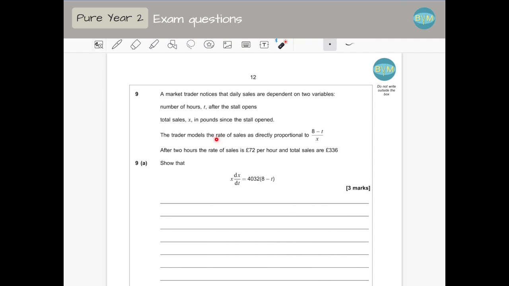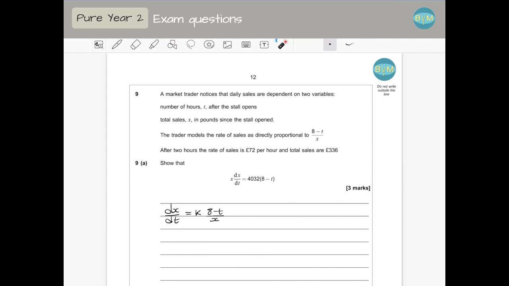So what they are telling us is the rate of sales. The rate of sales is going to be dx by dt, because x is the sales and rate of change is my derivative with respect to t. And they say it's proportional to that expression. So I have proportional to 8 minus t divided by x. And they are giving me here some details so I can find this constant.